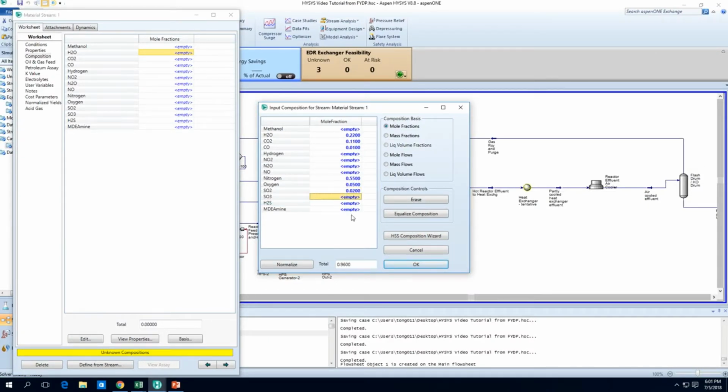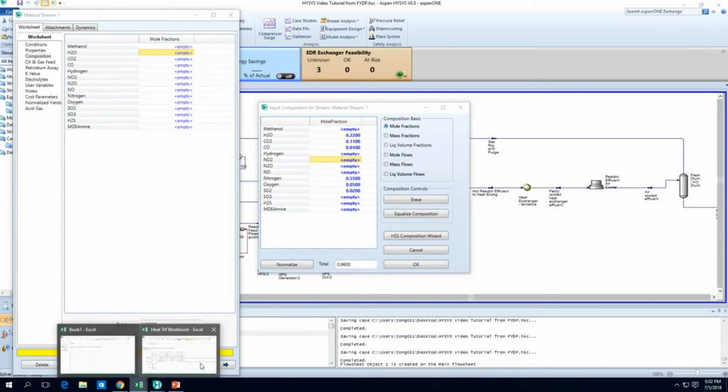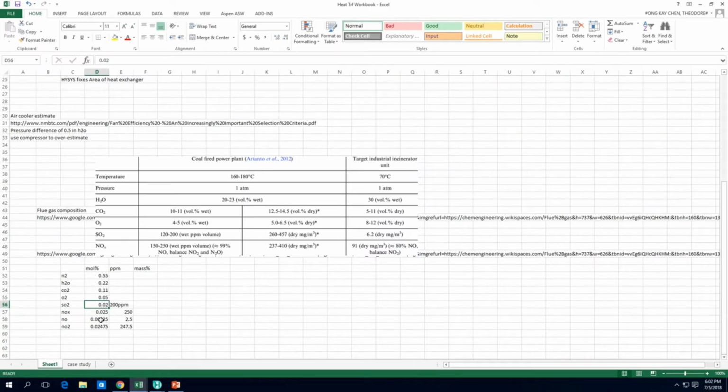SO3, I'll just leave it empty. H2S, empty. NO2, let's take a look. NO2, it's about, oh, that's really, really small. 0.025.